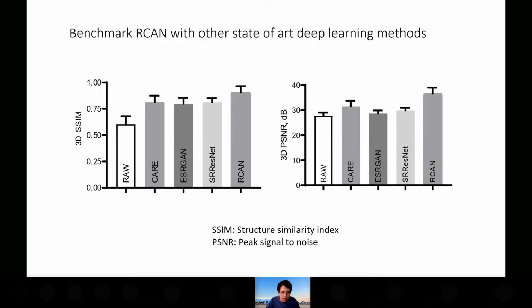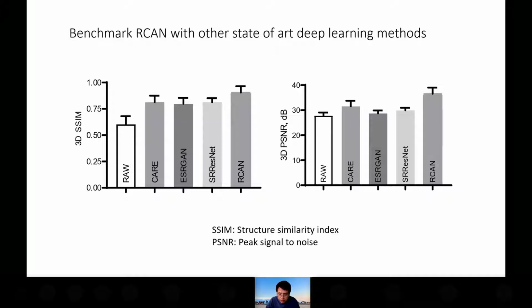We then quantified their performance using two metrics. One is the 3-dimensional structural similarity index. The other is the 3-dimensional peak signal-to-noise ratio. In the case of Tom20 here, we found that the RCAN provides better network performance compared to the other networks.